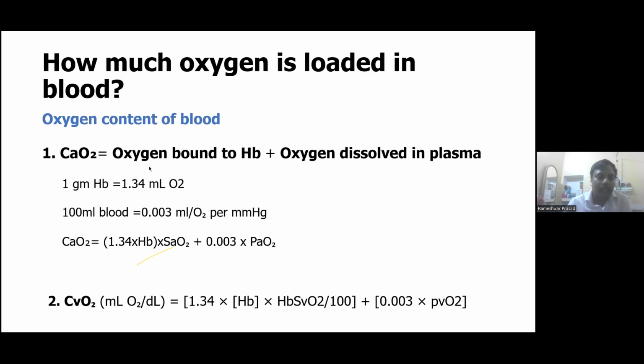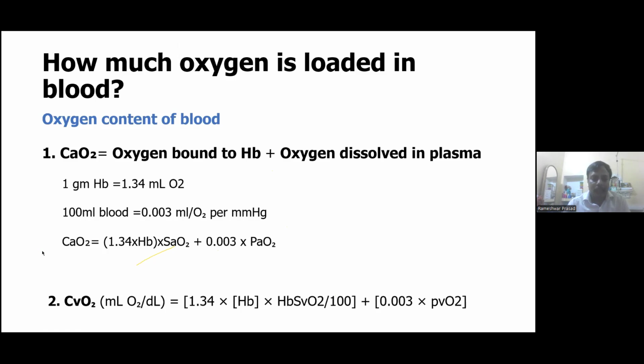And each 100 ml of blood contains 0.03 ml of oxygen per millimeter of mercury. Now, oxygen content of the blood will be the addition of these two types of oxygen. Now, you solve the formula, calculate the formula yourself, and tell me the result.